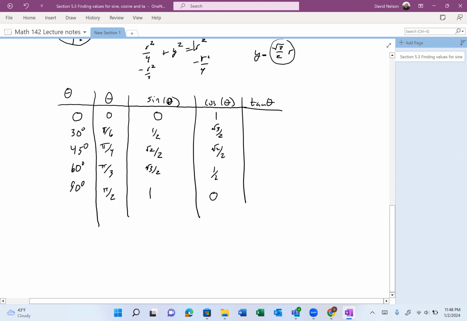We didn't do all the tangents, but tangent of 0 was 0. The tangent of pi over 6 turns out to be root 3 divided by 3. If we go back and do the math for that, we'll find it's root 3 over 3. At 45 degrees, the tangent is 1. And at 60 degrees, the tangent is just the square root of 3. And at 90 degrees, it's undefined.